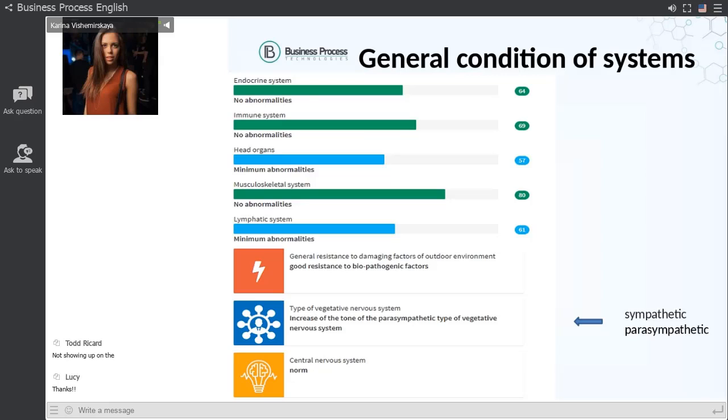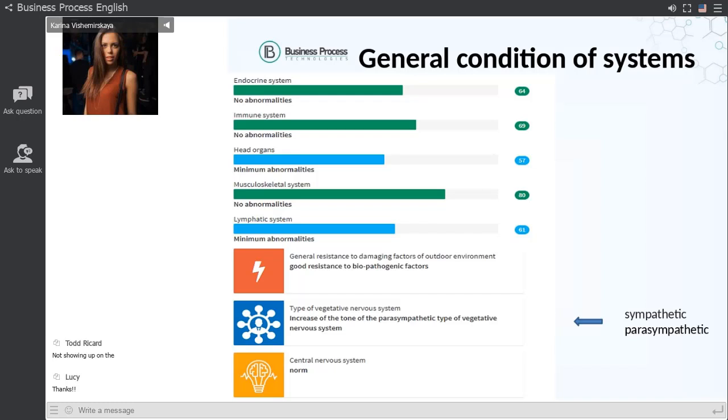Okay, let's return to general condition of the system. This is the second part. When we roll down the page, what we can see. The second important system I want to pay attention to is a type of vegetative nervous system. There are two types, sympathetic and parasympathetic. I just want to tell you briefly what it means.